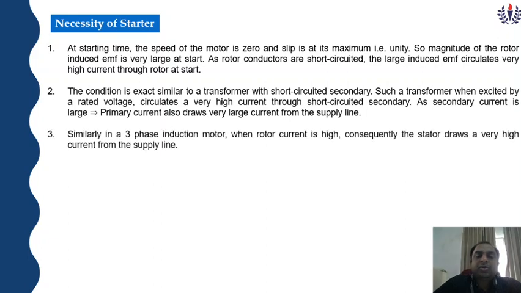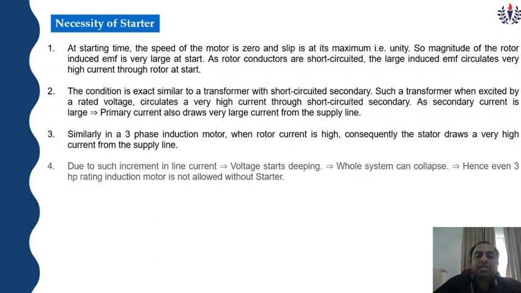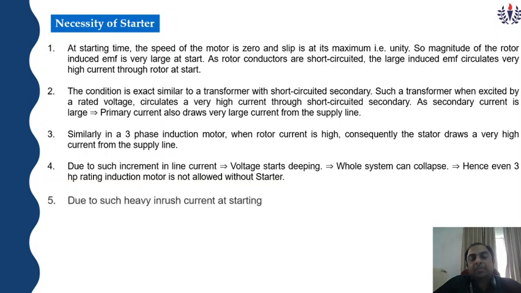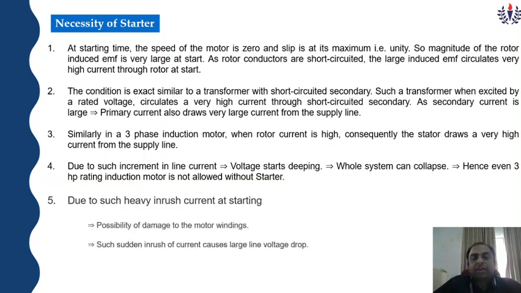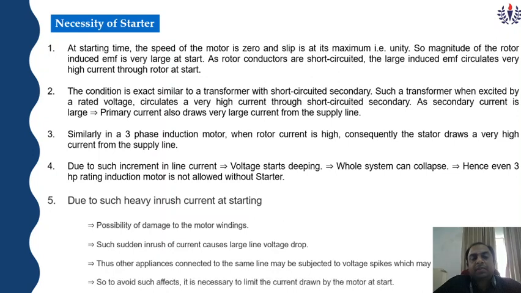Similarly, in a three-phase induction motor, when the rotor current is high, consequently the stator draws very high current from the supply line. Due to such increment in line current, the voltage starts dipping and the whole system can collapse, hence even a 3 HP rating induction motor is not allowed without a starter. Due to such high inrush current at starting, there is a possibility of damage to the rotor winding. Such sudden inrush of current causes a large line voltage drop. Thus, other appliances connected to the same line may be subjected to voltage fluctuations, which may affect their working. So, to avoid such effects, it is necessary to limit the current drawn by the motor at start.